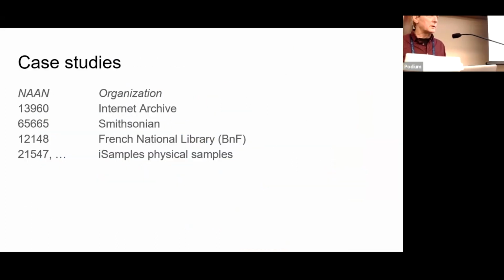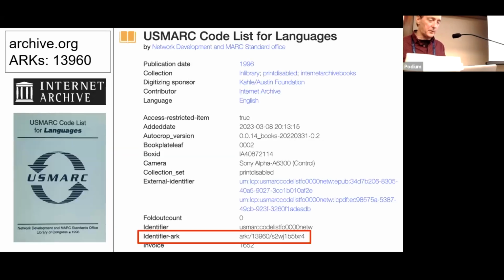We'll take a brief look today into about 4 different ARK implementations, starting with the first one as a brief case study for the Internet Archive. Note their reserved NAN, name assigning authority number, is 13960. If you get to be a geek, you can sort of memorize a few of these.